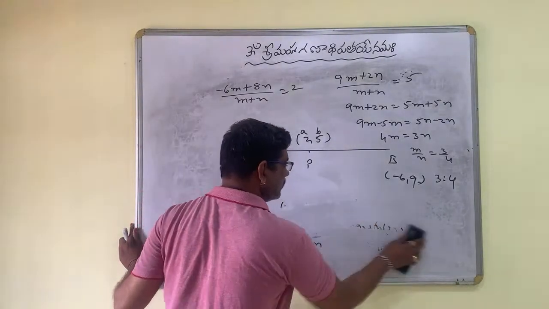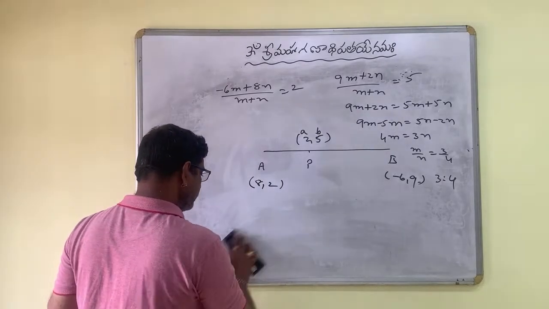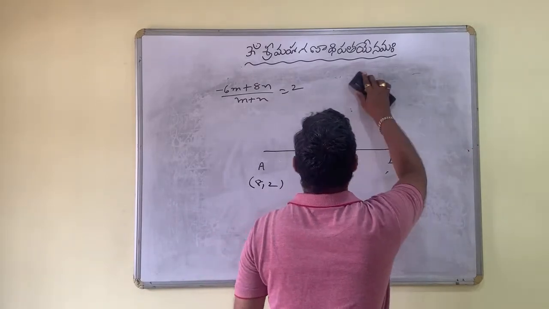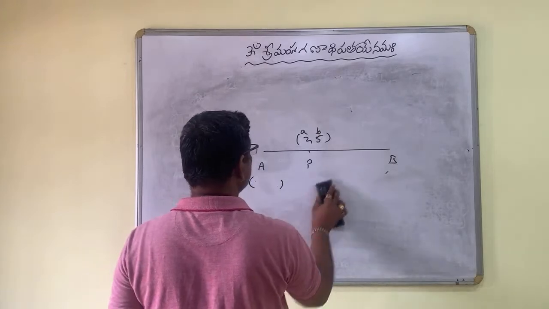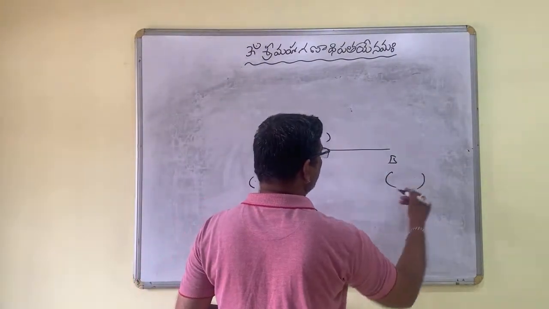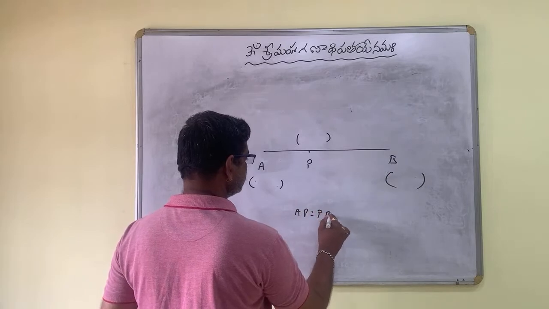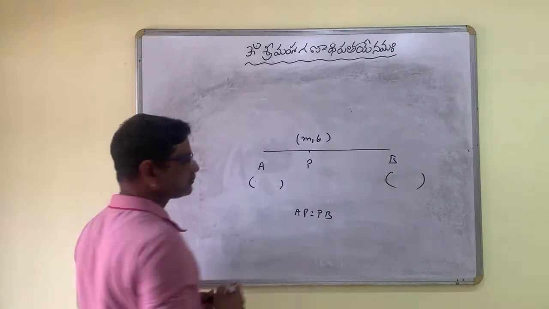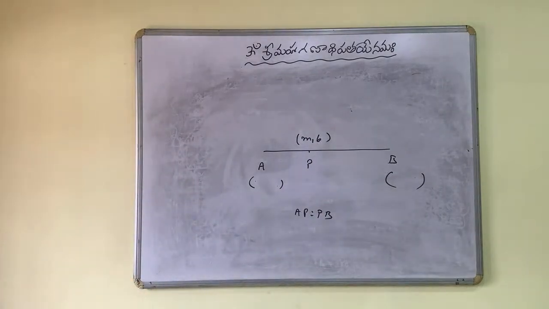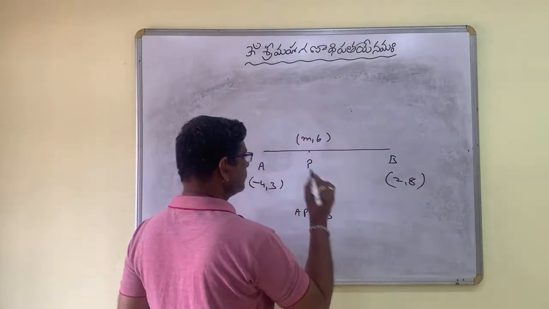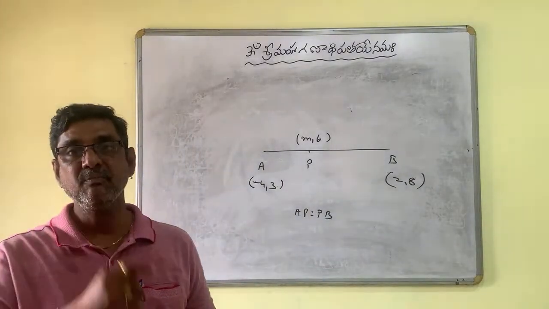Now I am going to the third model. What is the third model? m comma 6, minus 4 comma 3, 2 comma 8. This is the third model, children.